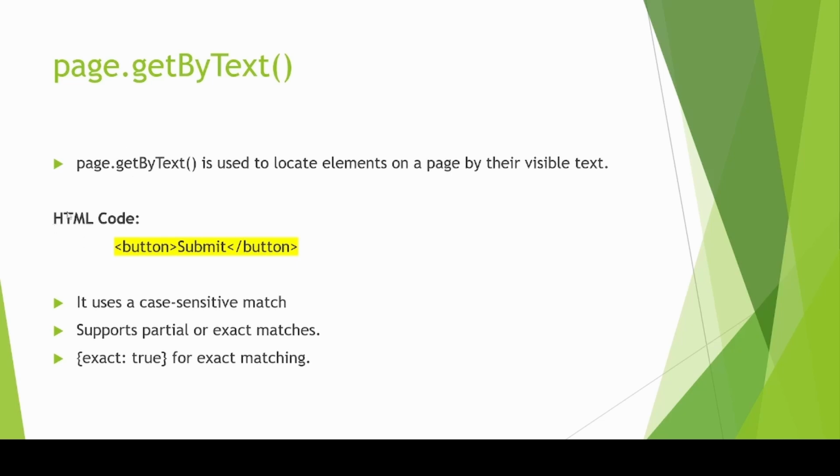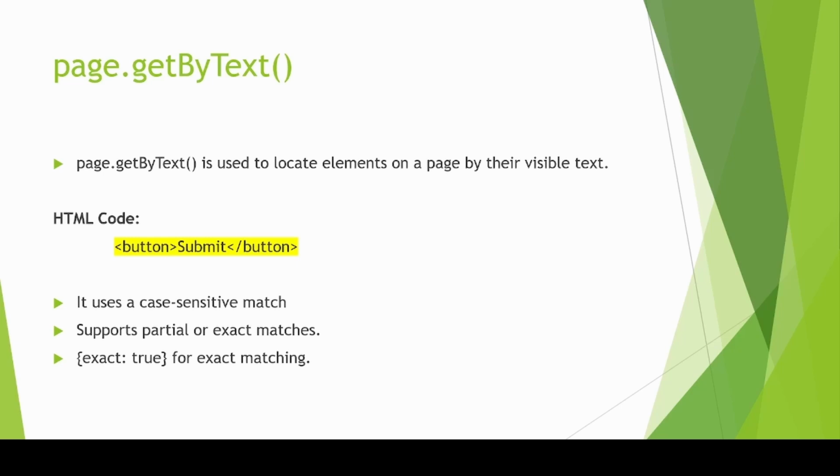For this example, for this HTML code, submit is the text of the element, or we can say it's a visible text which is present after the opening tag and before the closing tag. Whenever the element has visible text, we can go for the getByText locator. This locator is case sensitive.